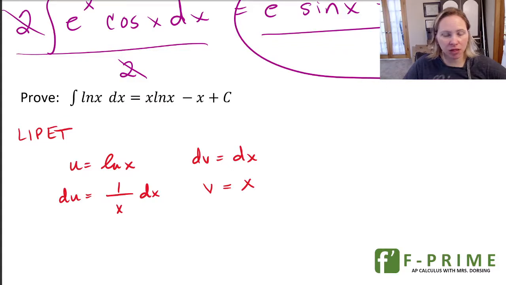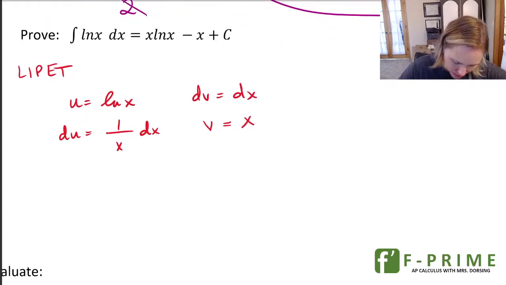All right, so now let's plug it in. Here we go. This is not too bad. So I'm going to do u times v, that's x ln x, minus the integral of v du.